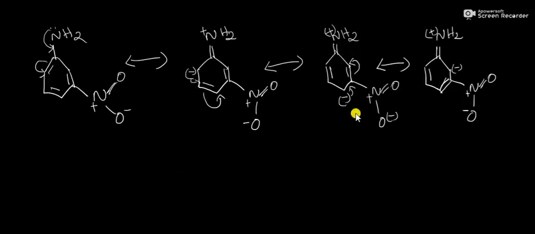Then, what are the resonance structures of meta-nitroaniline? Here, NH2 group lone pair of electrons donates to this bond and this bond will shift to this carbon. A negative charge will shift to this bond and this bond will shift to this carbon, and these are the resonance structures. And here there is no negative charge on the carbon at which NO2 group is attached. That's why meta-nitroaniline is more basic than para-nitroaniline.